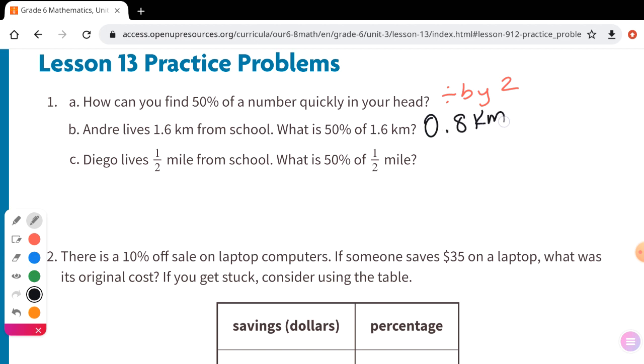So that's 0.8 kilometers. Diego, this one made you think a little bit, but if we use what we know about 1A, Diego lives half a mile from school. What is 50% of half a mile? We don't often divide miles in half regularly. Let's talk food, because 6th graders like food. If you have half of a sandwich, Cooper, and I say you have to give half of that to Addie, how much will you have left? 1/4 of a sandwich. Okay? But it follows the same idea.